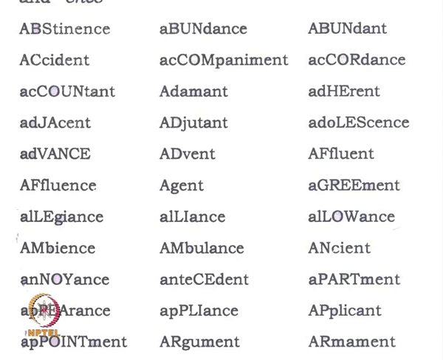Affluent. Affluence. Agent. Agreement. Allegiance. Okay, next. Alliance. Allowance. Ambulance. Ancient. Okay, thank you. Next, who would like to take over? Come on, please.